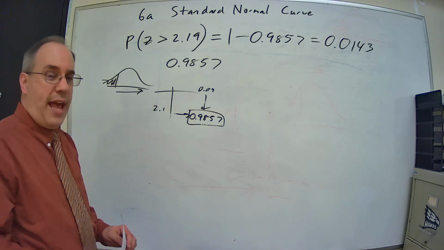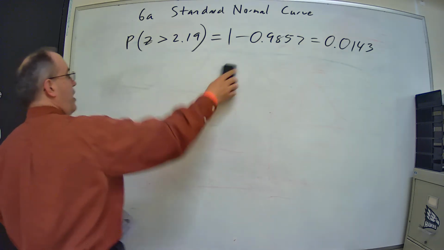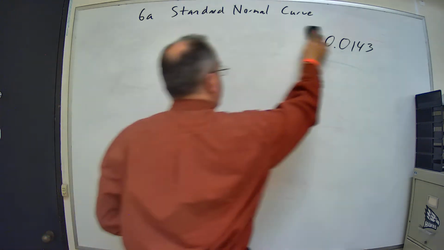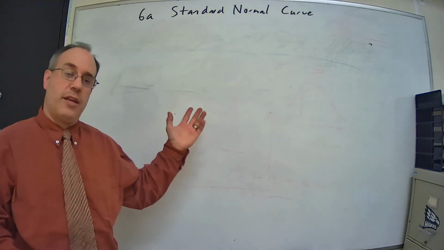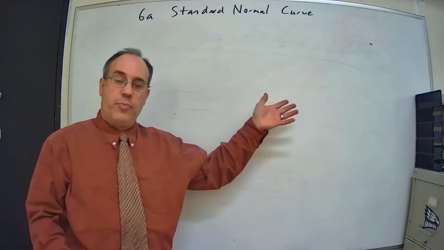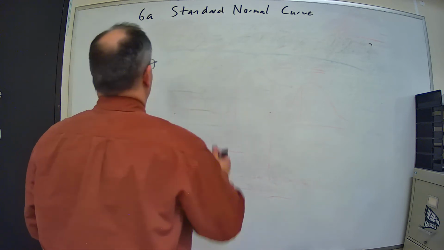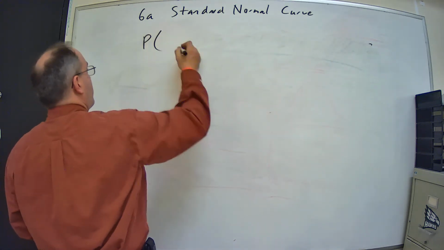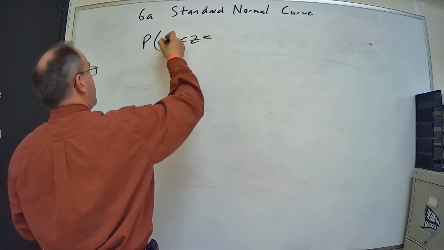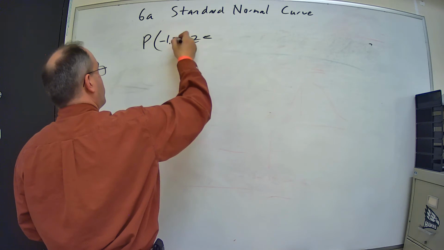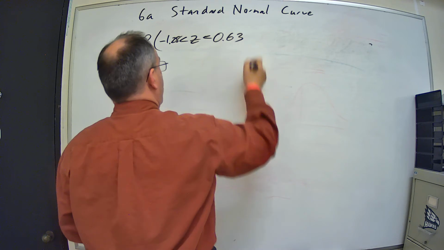Now, what may happen is we may get asked a question of, what's the probability that it's between two values? Because less than is easy, we just pull the number off the table, and that's the probability that it's less than. Greater than, we pull the number off the table and subtract it from 1. In between, we do something a little bit different. So I want to know what's the probability that z is between negative 1.28 and positive 0.63.